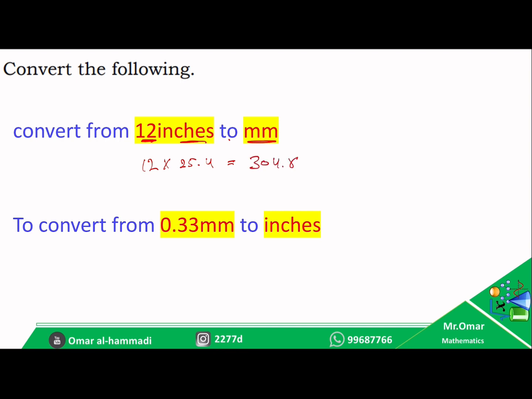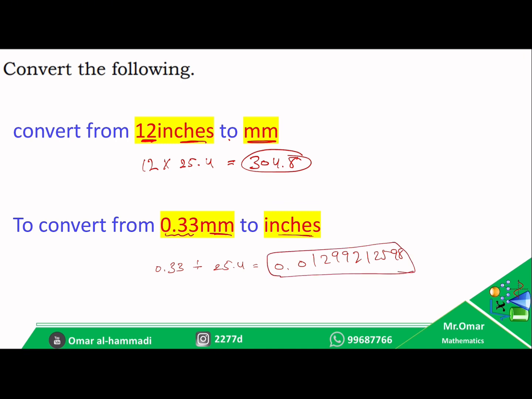So 12 multiplied by 25.4 will give us 304.8. And the other one, convert from 0.33 millimeter to inches. So we will divide it now by 25.4. So 0.33 divided by 25.4. We will have this result, 0.01299212598.